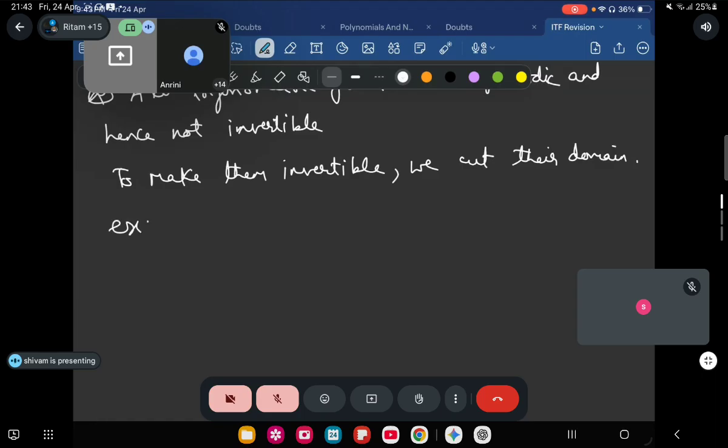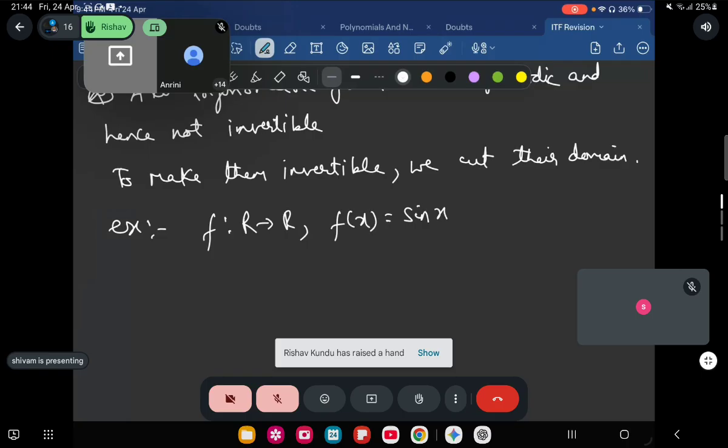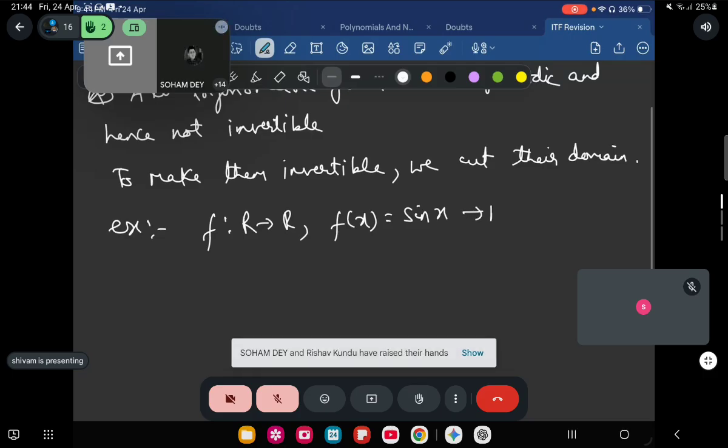For example, f maps R to R, f of x equal to sin x. Tell me, is this function invertible? What do you think? Raise your hand. Is it invertible? Yes, Soham, tell me. No, sir, it isn't. This is not invertible.